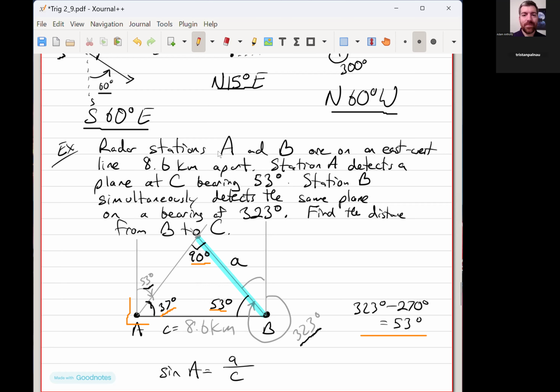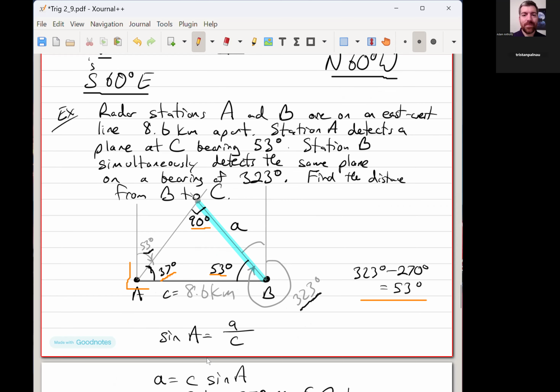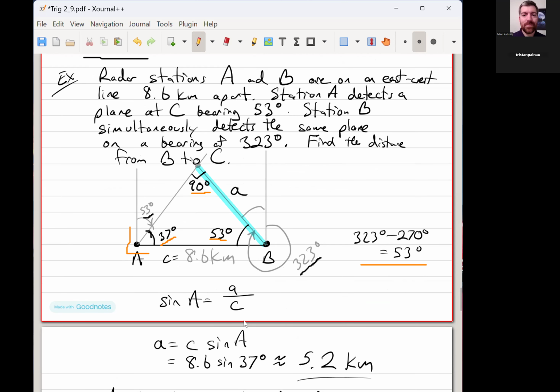Okay, and so we just need to find the right ratio. And that ratio is sine if we're looking at angle A; it would be cosine if we're using angle B. You get the choice there. So sine of A is A over C. We have all those numbers. We want A, so we're going to multiply by C. A is C sine of A. Plug in our numbers, round to the correct number of significant digits.